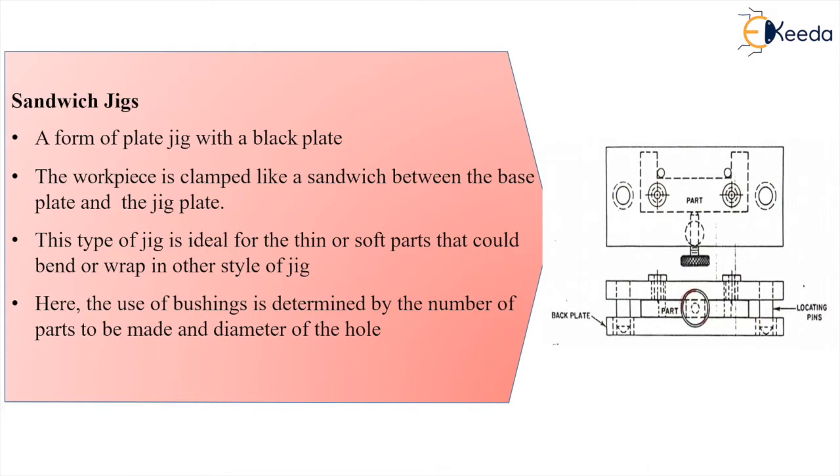styles of jig. Here the use of bushings is determined by the number of parts to be made and the diameter of the hole. How the bushings are determined is by knowing the number of parts to be made or the diameter of the hole.